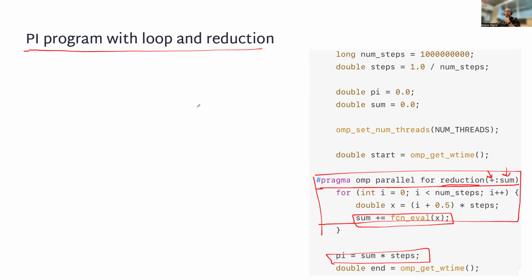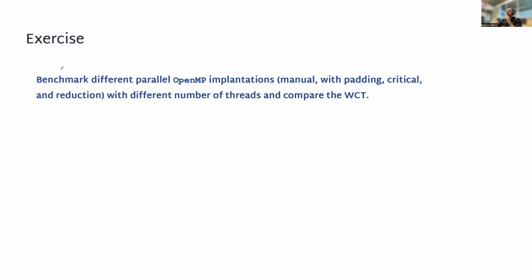I implemented all of them, so I will get you the code. And as an exercise, I think you should benchmark these different parallel OpenMP implementations: the one that we did manually, the one with padding, the one with critical, and the one with this reduction, and compare the execution time of these different algorithms. Probably you can come up with some sort of graph or a table to see how these improvements in parallelization and implementation can really affect the performance.